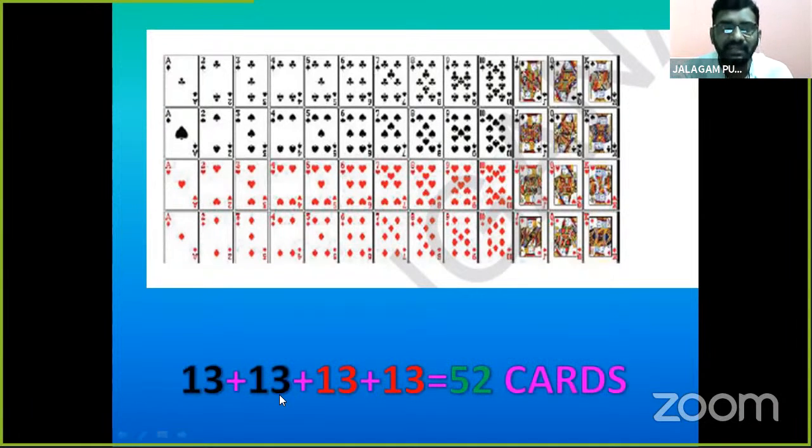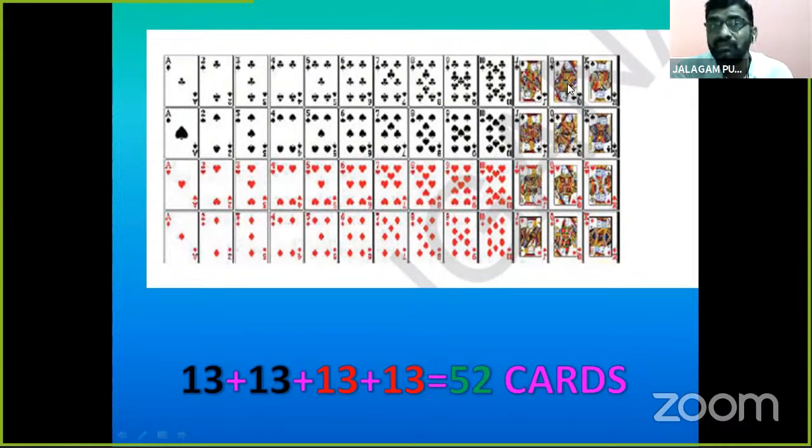So here 13 plus 13 plus 13 plus 13. Totally how many cards are there in a deck of cards, children? Yes, 52 cards. Black in color 26, red in color 26. Each suit has 13 cards. So totally here 4 suits are there. 13 plus 13 plus 13 plus 13. Totally 52 cards are there in a deck of cards.